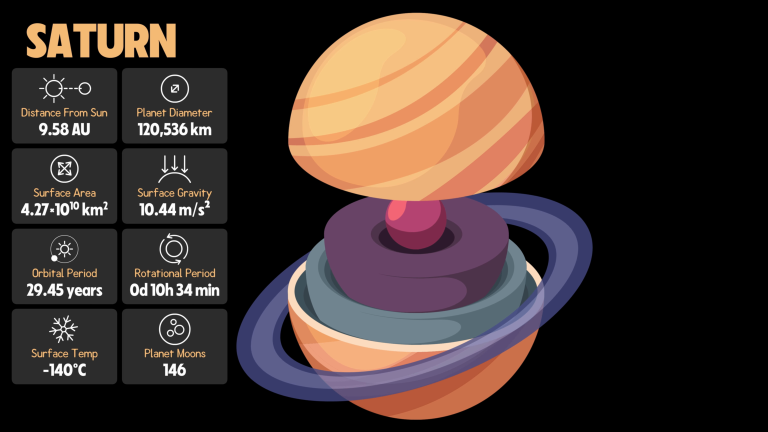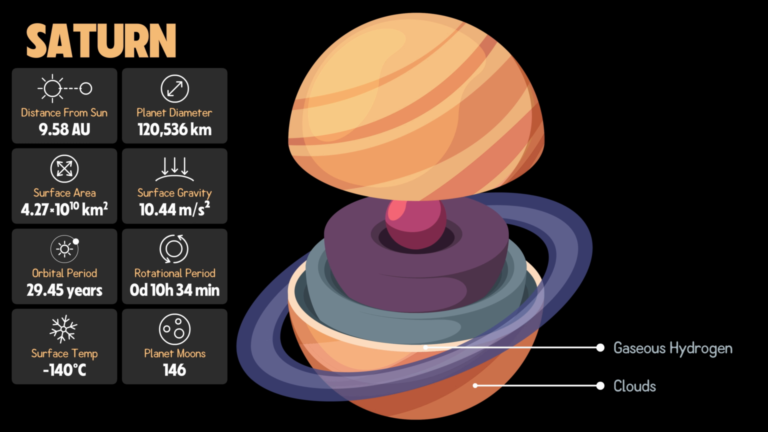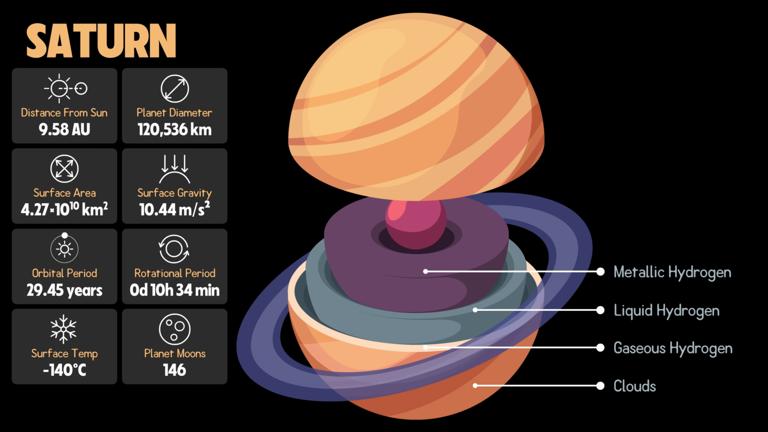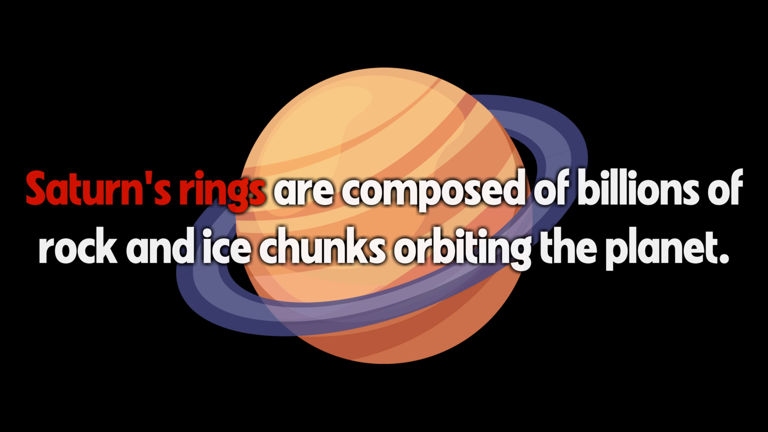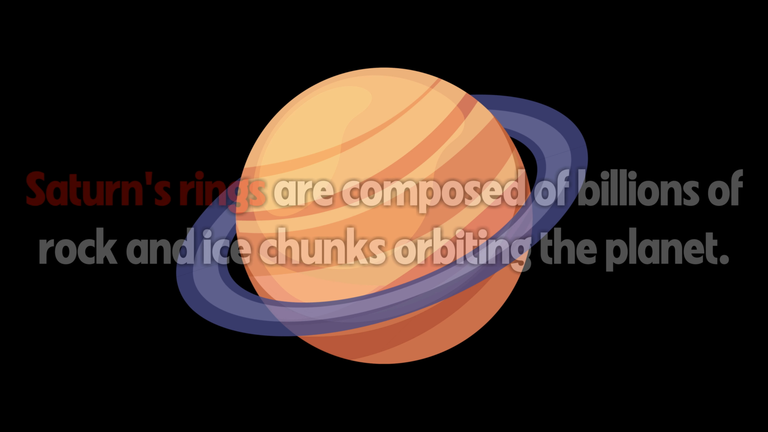Saturn consists of the following 5 layers: the clouds, the visible atmospheric features of Saturn; the gaseous hydrogen, the outermost gaseous layer; the liquid hydrogen, above the metallic hydrogen layer; the metallic hydrogen, compressed hydrogen in a metallic state; and the core, a dense core of heavy elements. An interesting fact is that Saturn's rings are composed of billions of rock and ice chunks orbiting the planet.